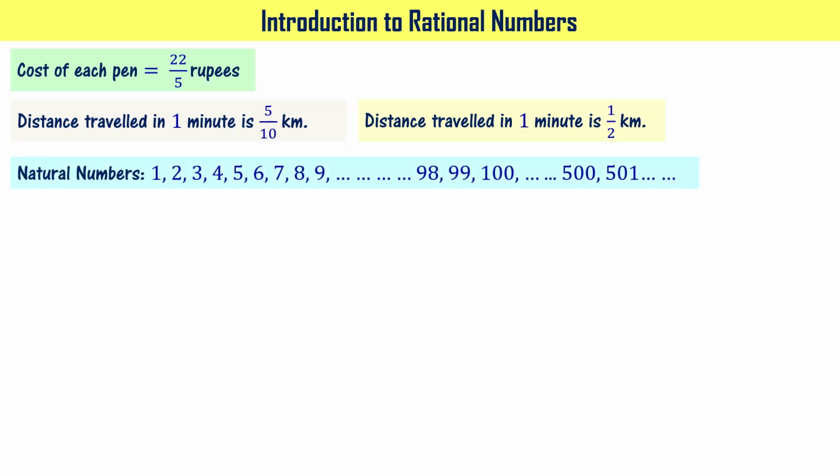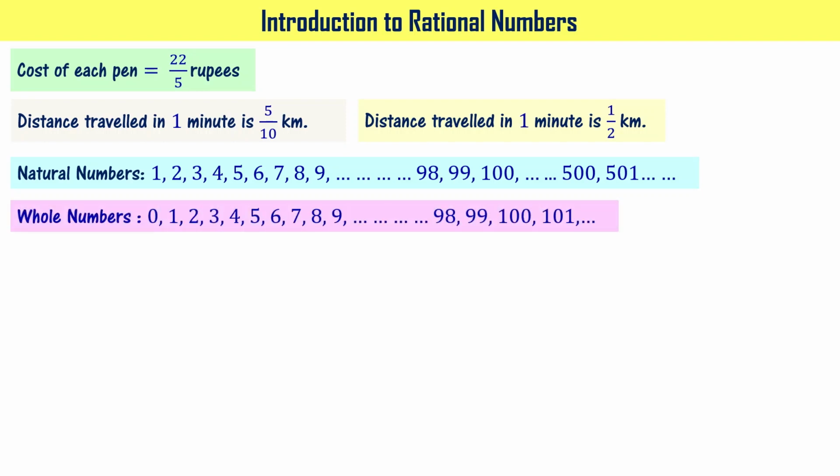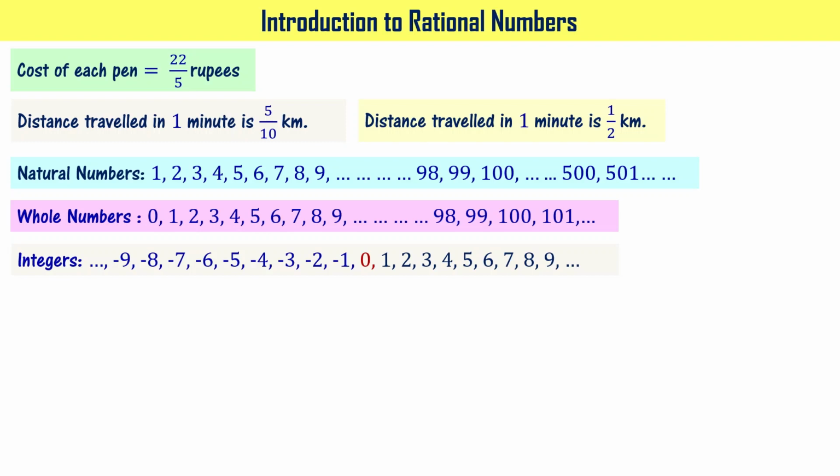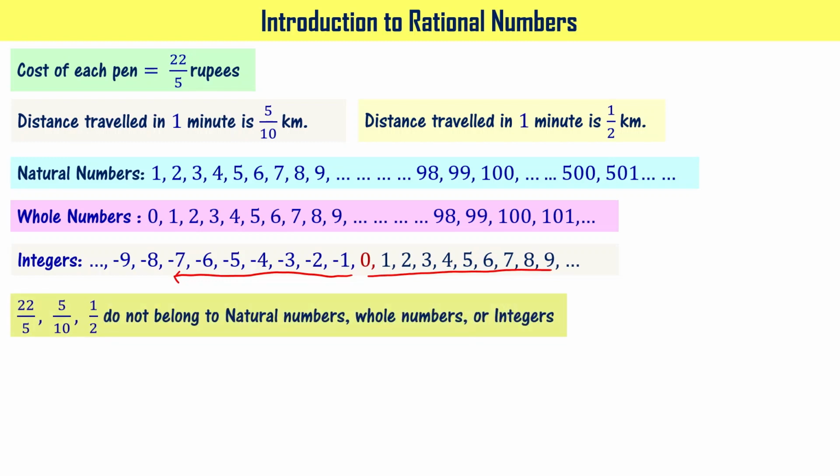So we have seen natural numbers. They are 1, 2, 3, 4, 5, 6, 7, 8, and so on. And we have seen whole numbers. Those are 0, 1, 2, 3, 4, 5, 6, and so on. And we have seen integers also. Those are 0, 1, 2, 3, 4, 5, 6, 7, 8, 9, and so on, -1, -2, -3, -4, -5, -6, and so on, right? The numbers like 22 by 5, 5 by 10, 1 by 2, these numbers do not belong to natural numbers or whole numbers or integers, right?